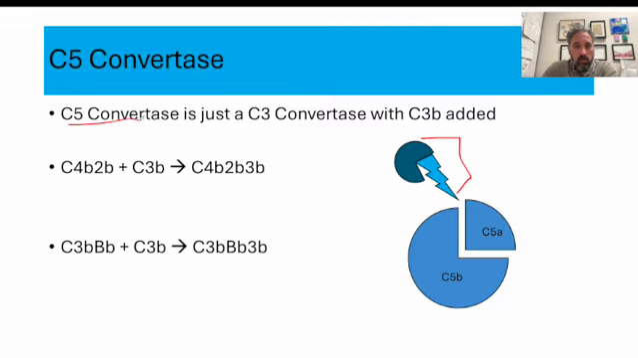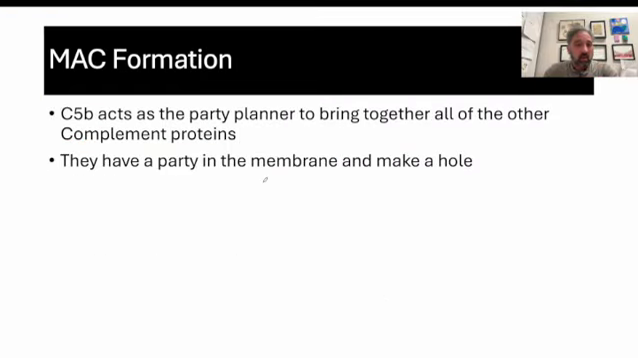So this C5 convertase is this complex of C3B added on to our C3 convertase. That means we either have two different types, once again, C4B, 2B, 3B, or C3B, BB, 3B. In any case, whatever it is, it's going to split C5A, which will go away, and C5B, which will go and do business. The C5B acts as the party planner, essentially, to bring all of the other complement proteins together. They have a party and make a hole in the membrane.